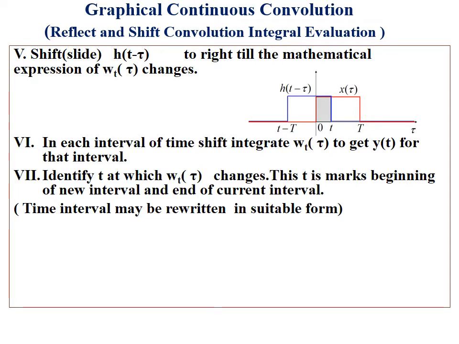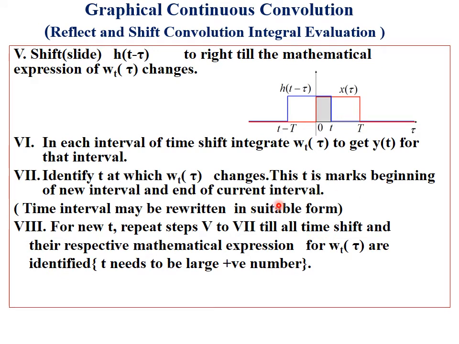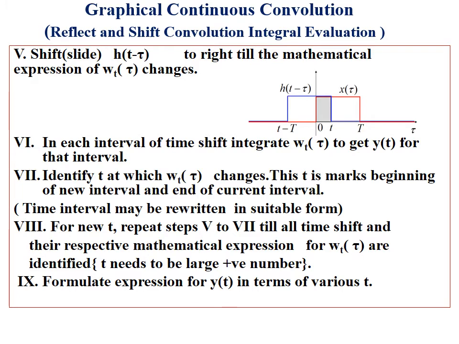Identify the t at which this change occurs, as this t marks the beginning of a new interval and the end of the current interval. The time interval may be written in a suitable form, for example, if t is less than or equal to 3, it could be written in an expression that is suitable to analyze the problem. For the new t, we need to repeat steps 5 to 7 till all the time shifts and the respective mathematical expressions are identified, which means we need to evaluate the integral and write the expression for the integral. We keep sliding till the entire range of t is complete. And finally, we formulate the expression for y of t in terms of the various t intervals.